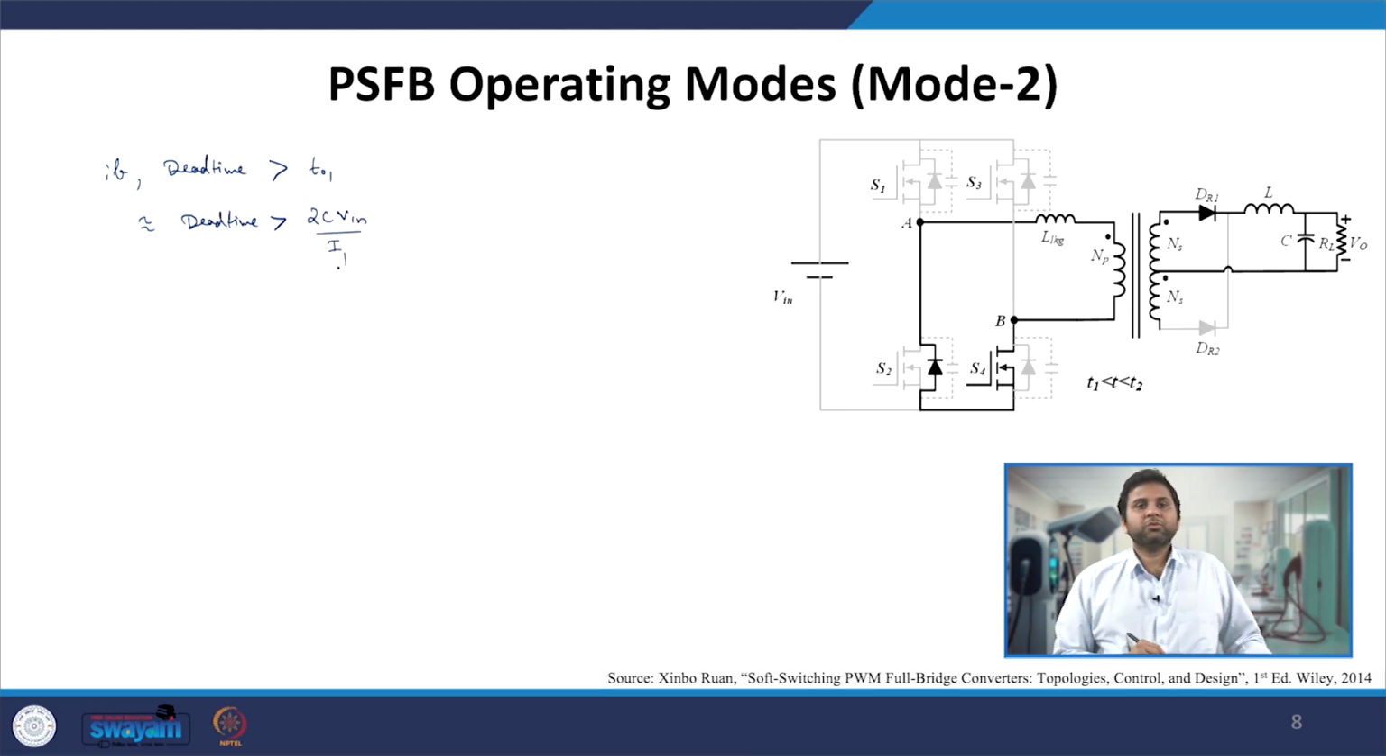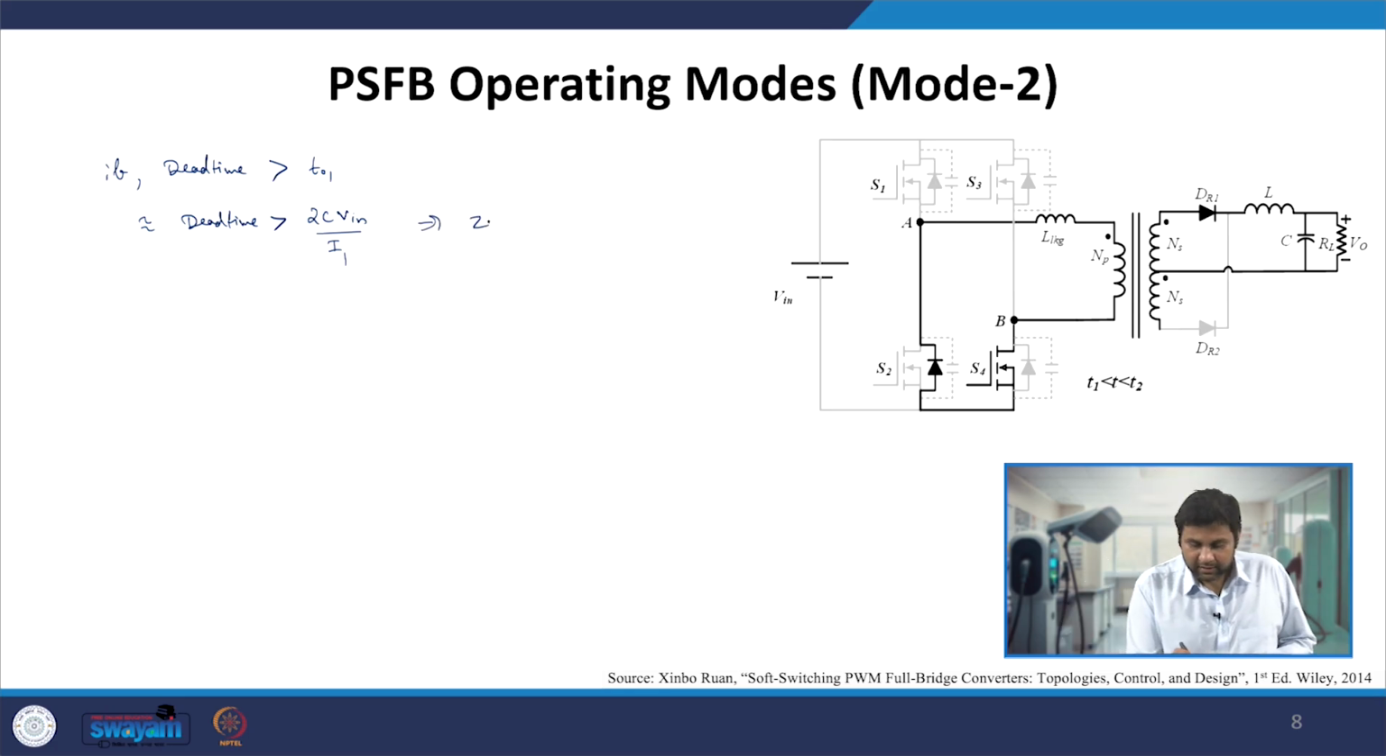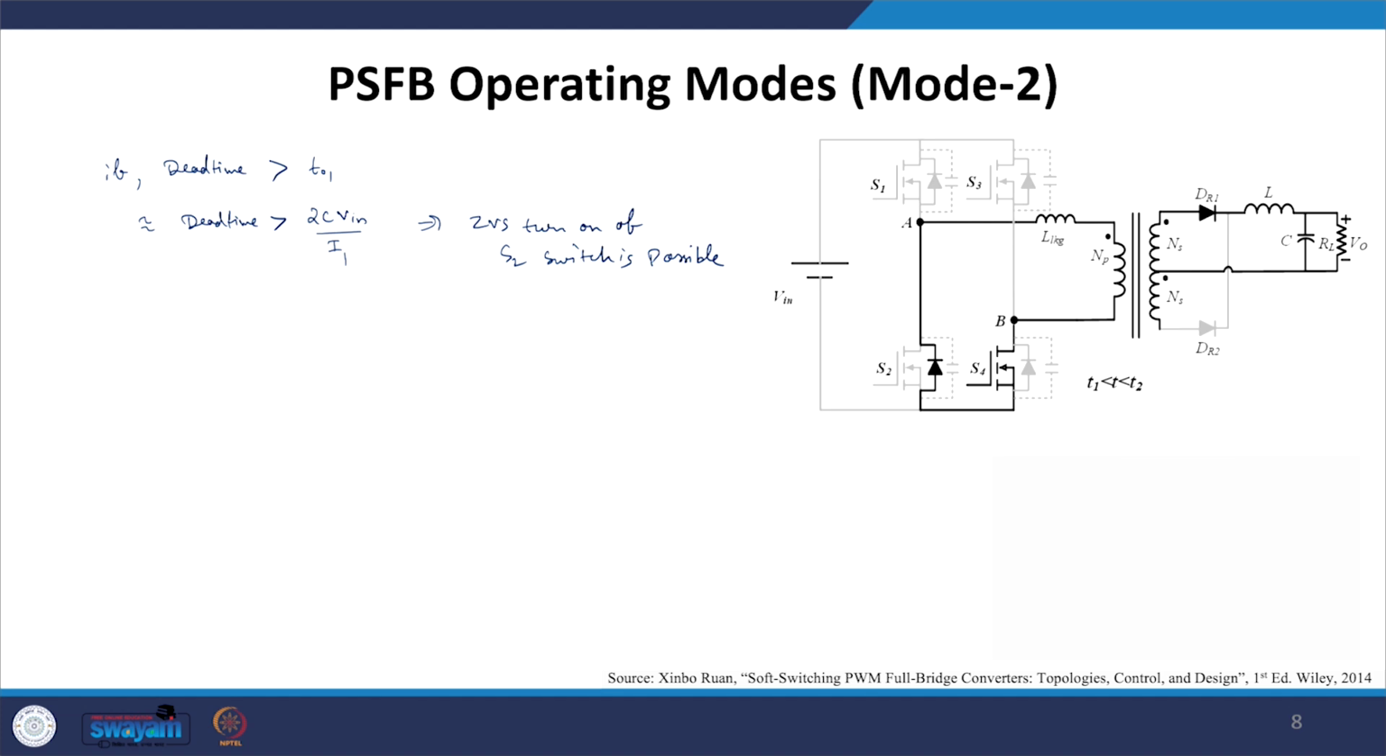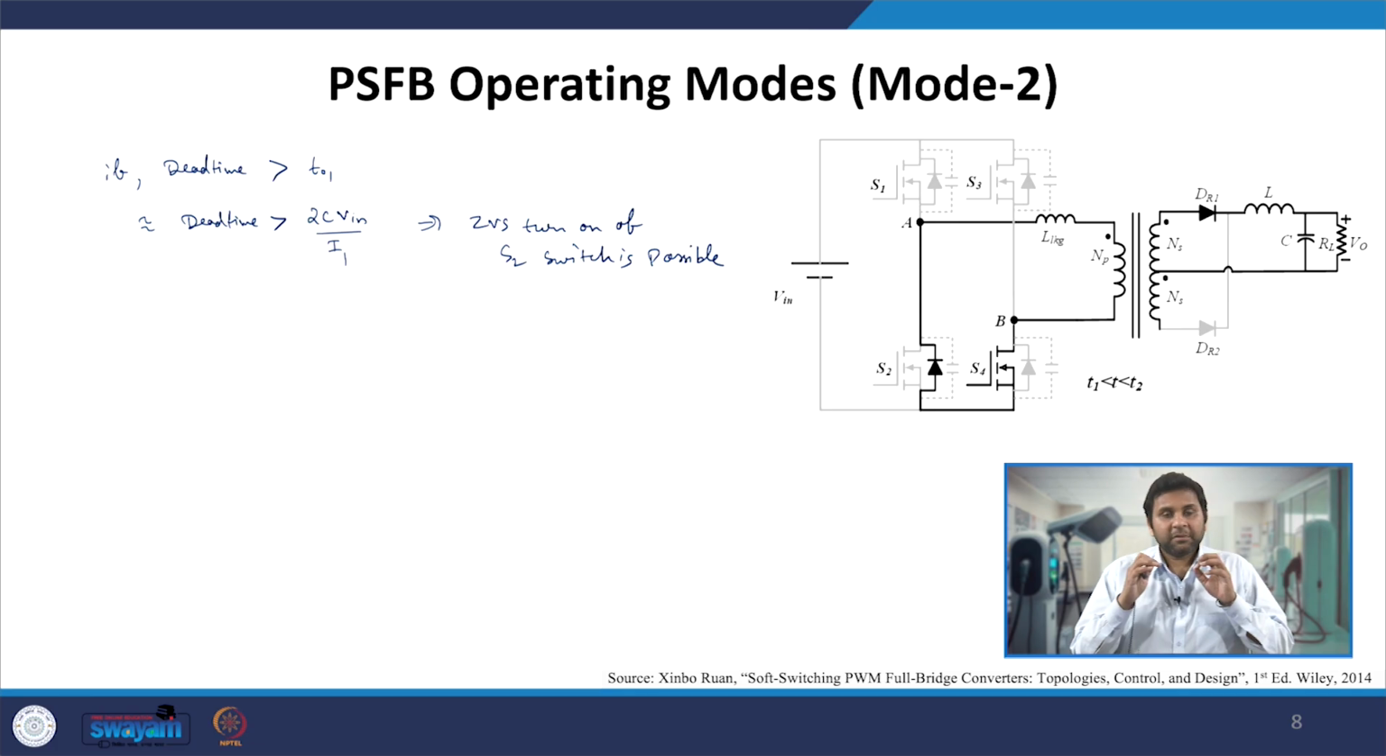if we can ensure these two conditions, then the ZVS turn on of the S2 switch is possible. So that time being greater than 2C V in by I1 is the required condition that one must provide in order to ensure that the voltage of the capacitance C2, VC2, goes to 0. That's when the diode turns on, and when the diode turns on, you can have 0 voltage across the switch, and then you can give the turn on pulse to the S2 switch.